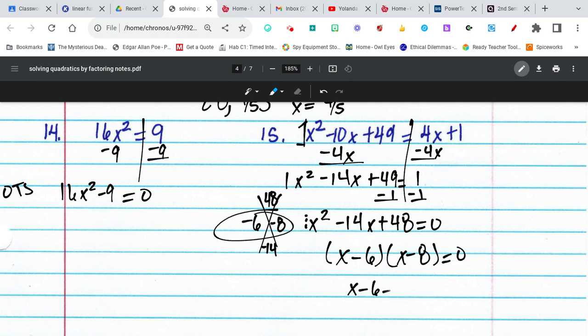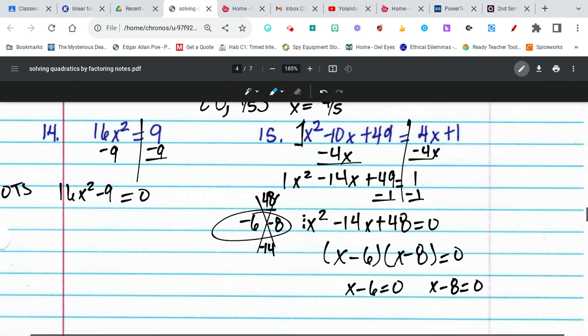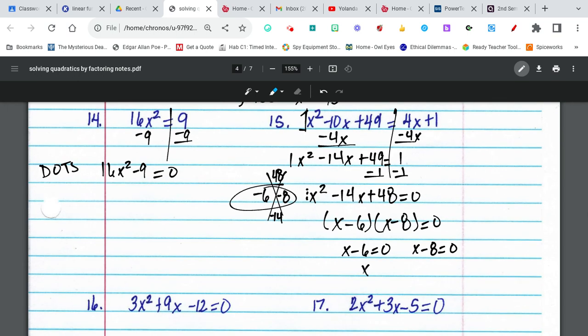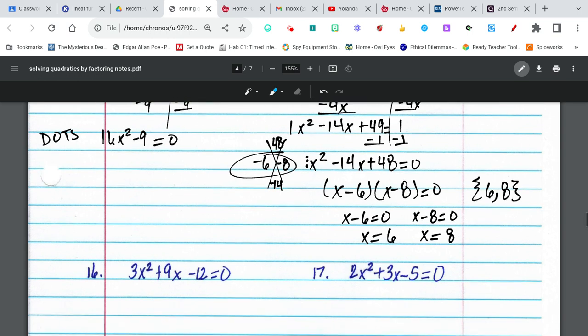So I'm going to take x minus 6 and set it equal to 0, and x minus 8 and set it equal to 0. So basically here I get an x that's equal to 6. Here I get an x intercept that's equal to 8. So my two intercepts are 6 and 8. My two x-intercepts, guys, for the parabola, the U shape.